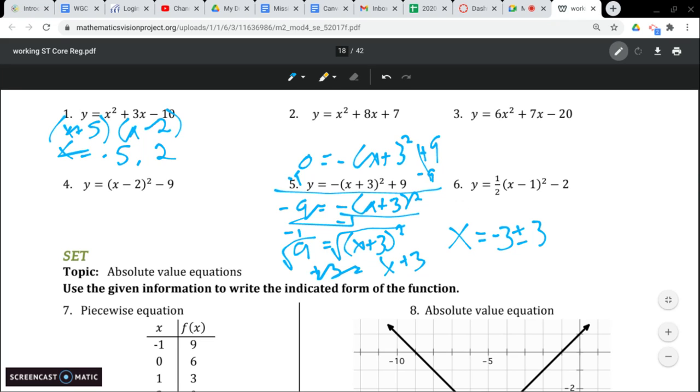Okay? All right, the next section we are looking at is absolute value equations. So use the given information to write the indicated form of the function.